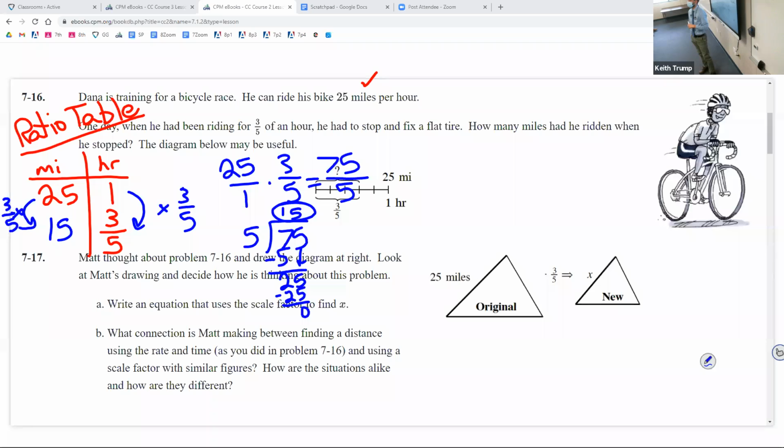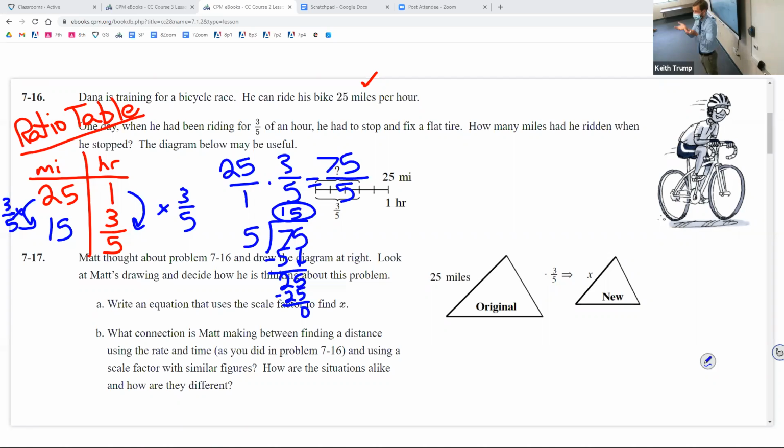Now, I love the ratio table because it really shows you why you multiply by 3/5, okay? You might hear from some other teachers that, oh yeah, you just multiply it by the 3/5 because that's the rate or something like that, right? I like the ratio table because you don't have to memorize these different rules and you don't have to memorize what to do in the different situations.